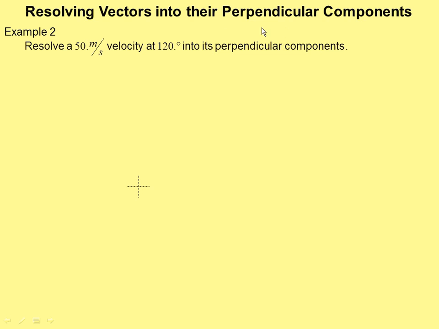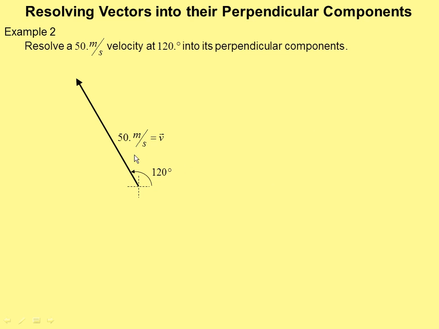Now, 120 degrees is using counterclockwise notation. That means we start at the positive horizontal as 0, and we rotate around 120 degrees. So that would put us 30 degrees into the second quadrant. So there's a 50 meter per second velocity at 120 degrees. If we were using north, south, east, west, this would be 30 degrees west of north. But we're not using north, south, east, west, so we have to use the way the calculator thinks, counterclockwise from 0 notation.